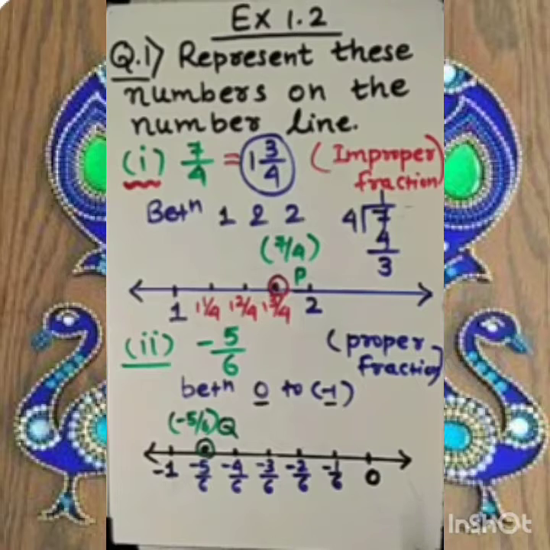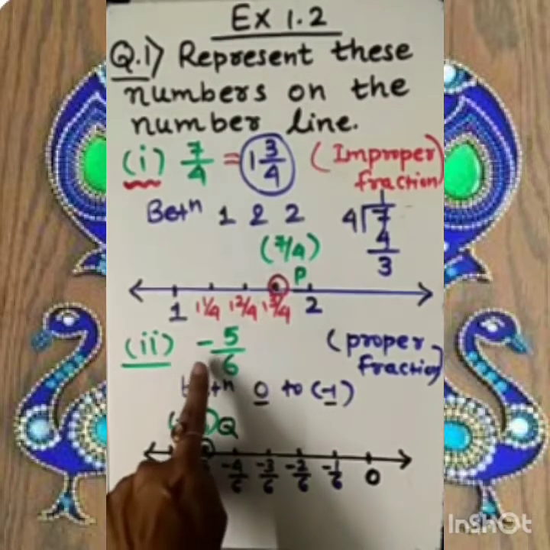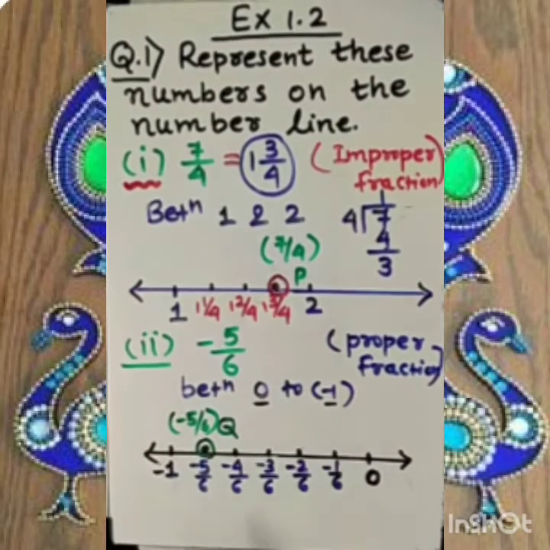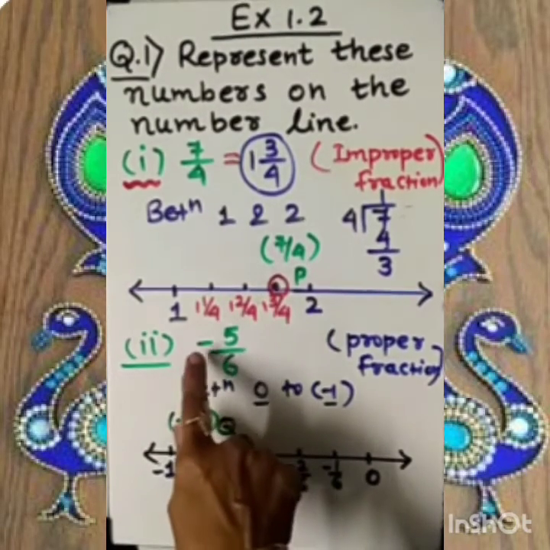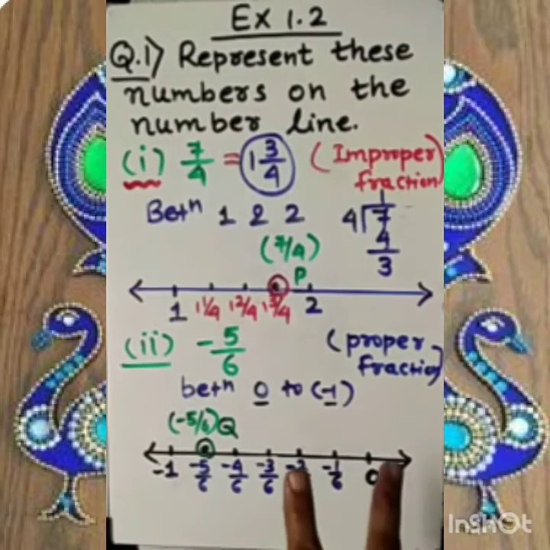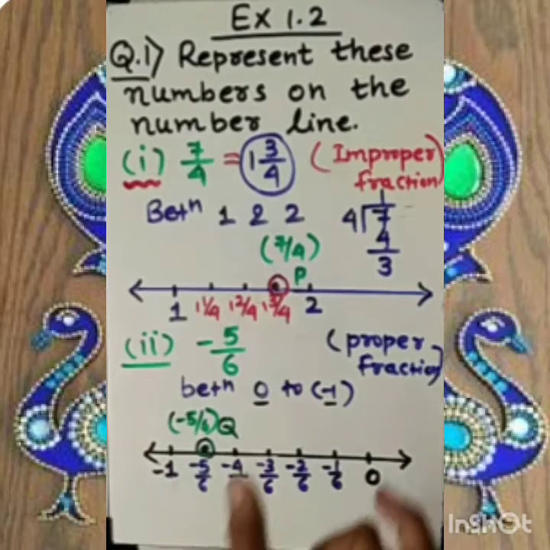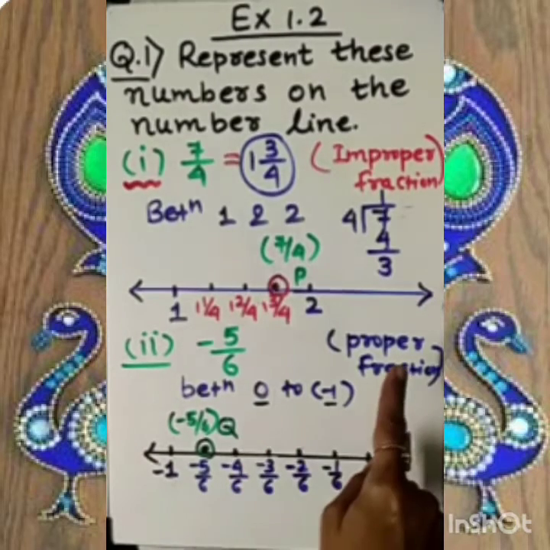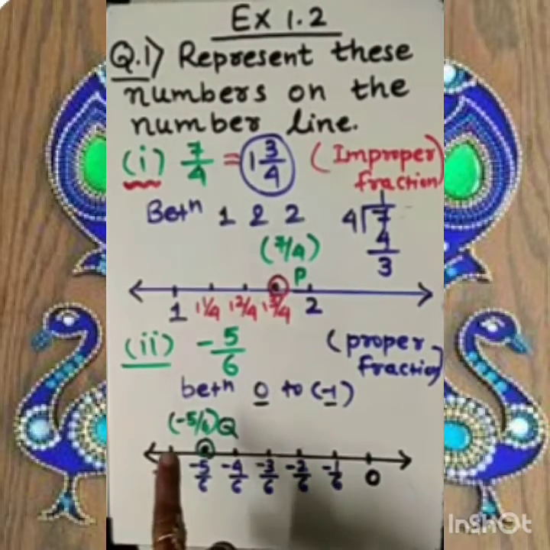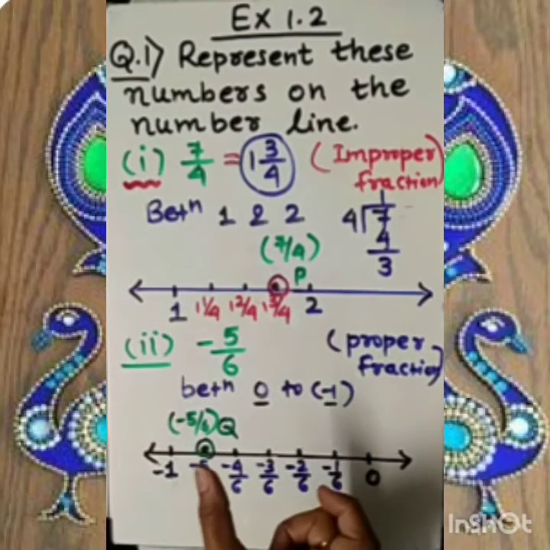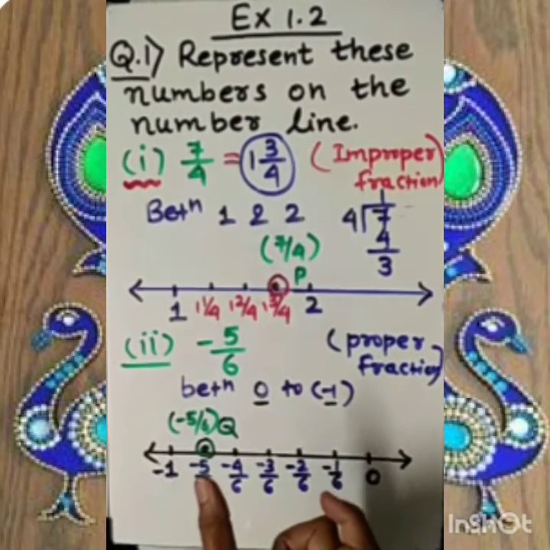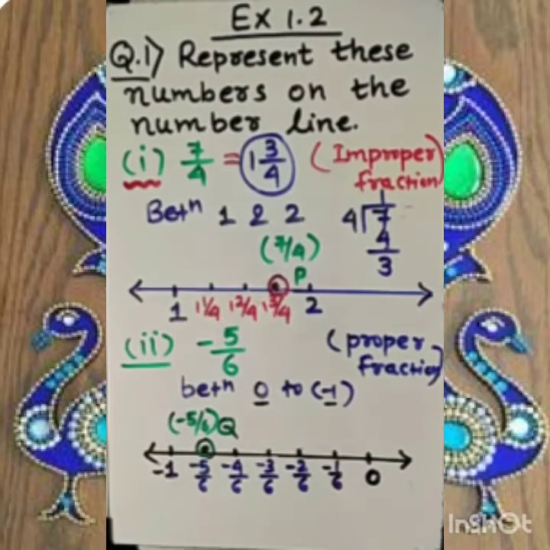Clear to you? And if it is a proper fraction, just like this example, then remember, if it is a positive number, the location of your answer will always be between 0 and 1. And if it is a proper fraction and a negative number, then the location of your point will be between 0 and minus 1, as we have done here. Similar. Clear to you?